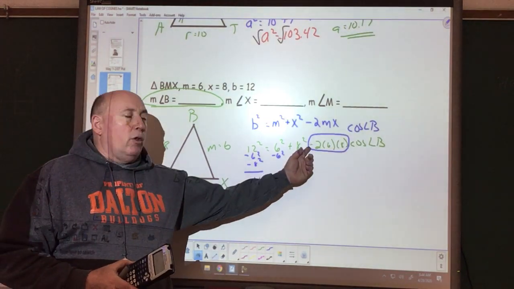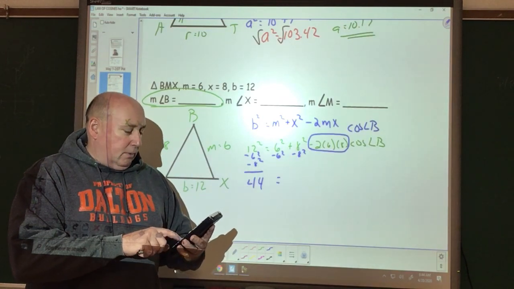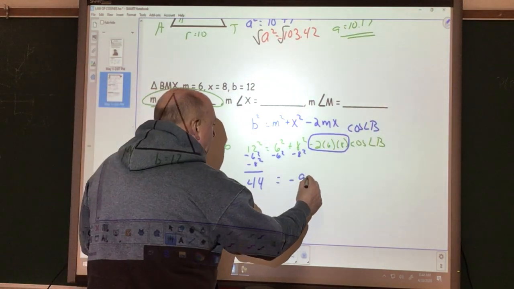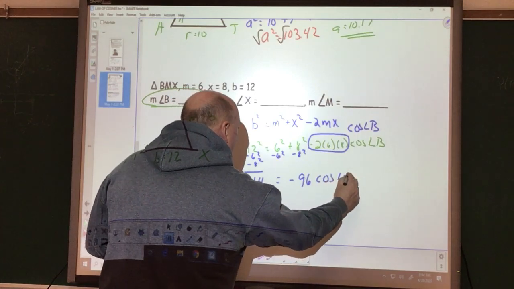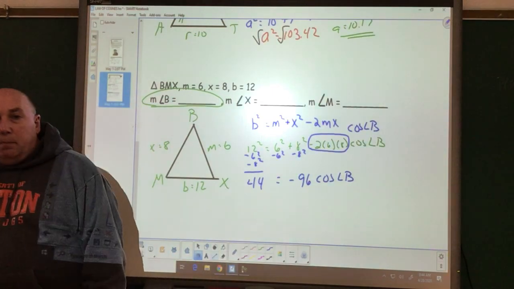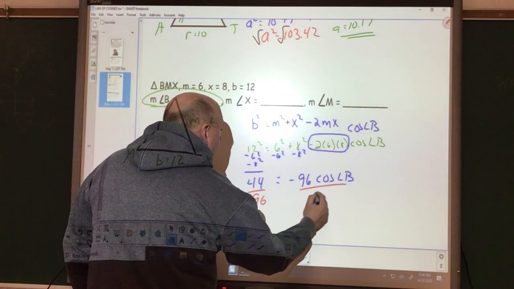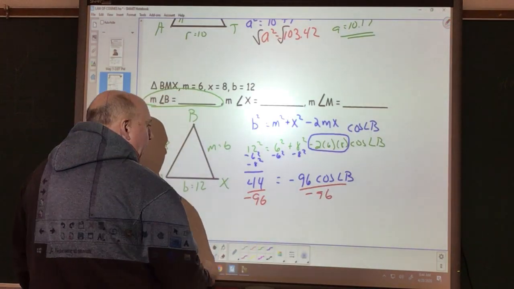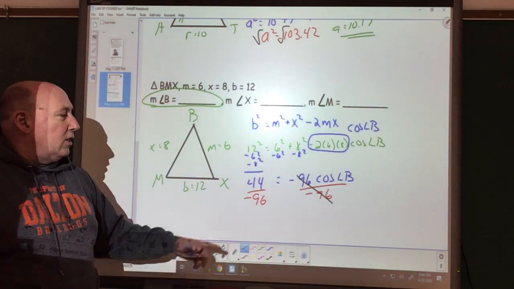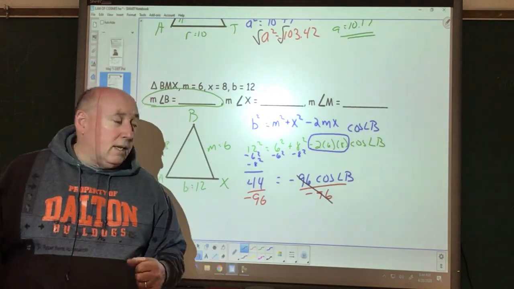Now the key is don't lose track of this negative sign. So we have a negative 2 times 6 times 8. So we have negative 96 cosine of angle B. I suggest you multiply these and don't lose track of that negative sign. Now we can divide both sides by negative 96. Don't worry about doing calculations yet. Just show this fraction here, because to solve for angle B, what do we have to do to get rid of the cosine? We take the inverse cosine.